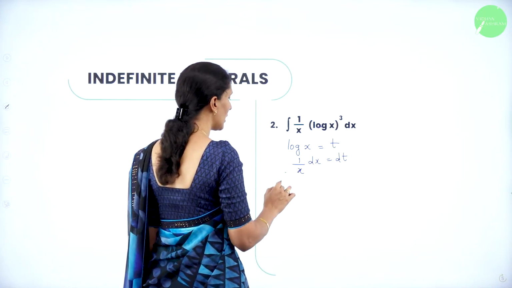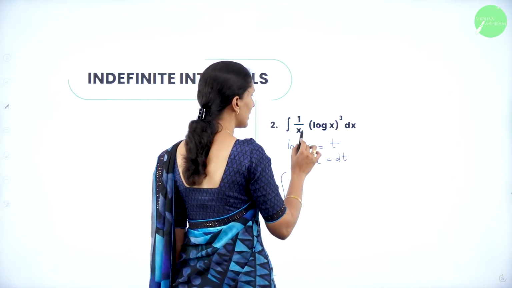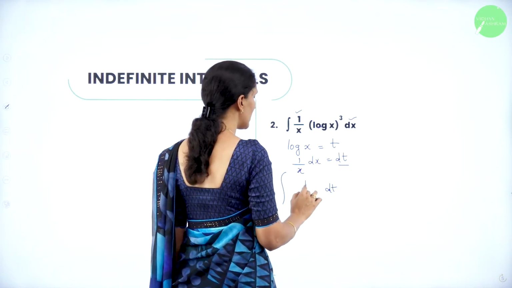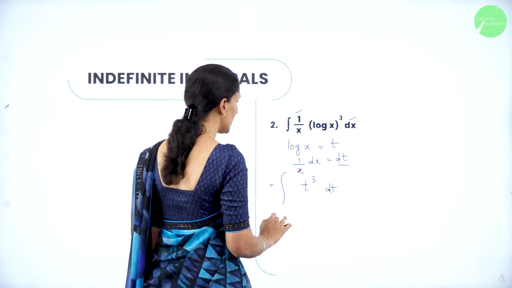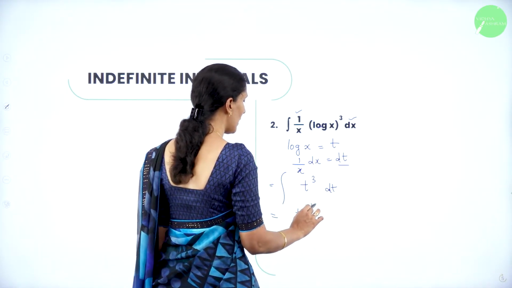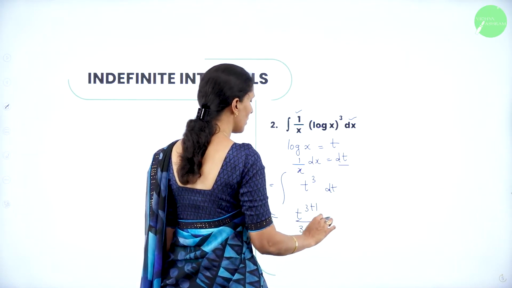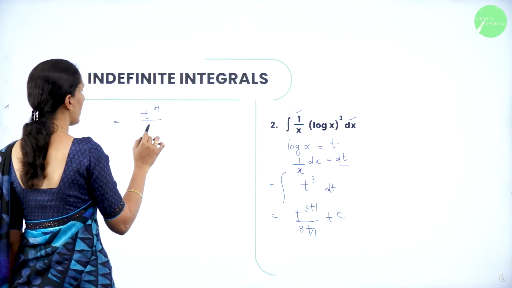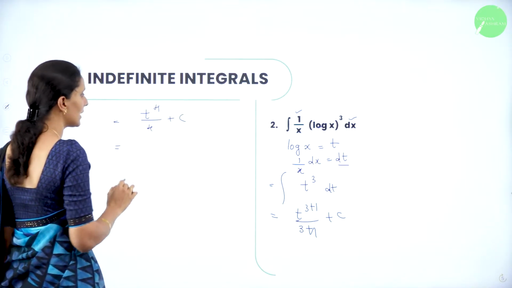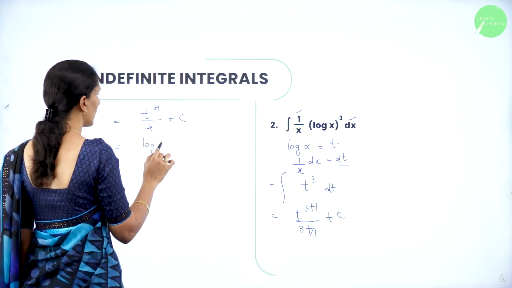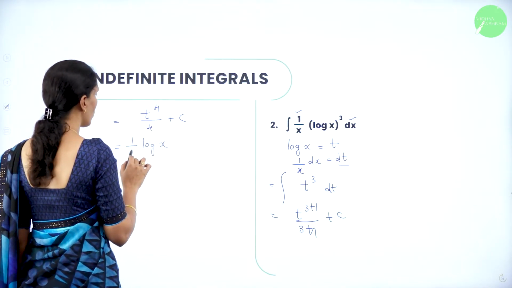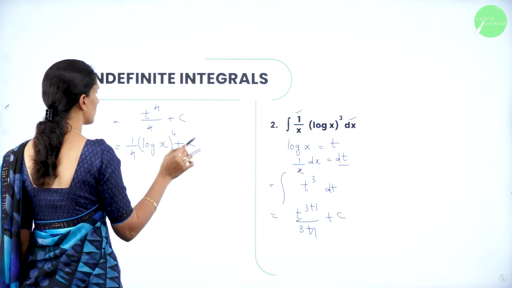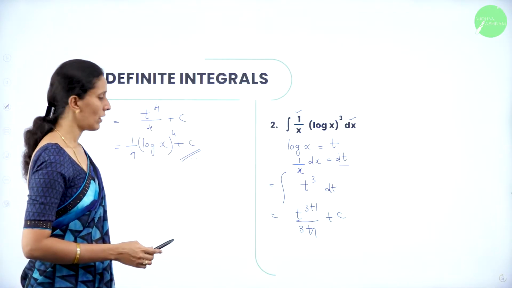So therefore here the integral becomes 1 by x dx can be replaced with dt and here it is t cube. So when you integrate this is t cube plus 1 divided by 3 plus 1 plus c, which becomes t to the power 4 by 4 plus c. So what is t? I have taken it as log x. So 1 by 4 you can take it outside, (log x) whole to the power 4 plus c. So this is the given value.